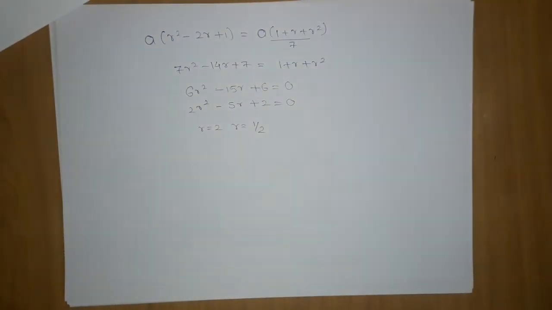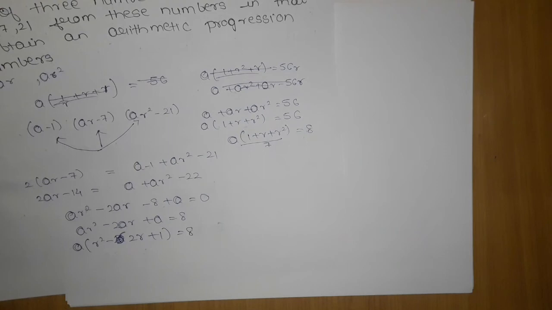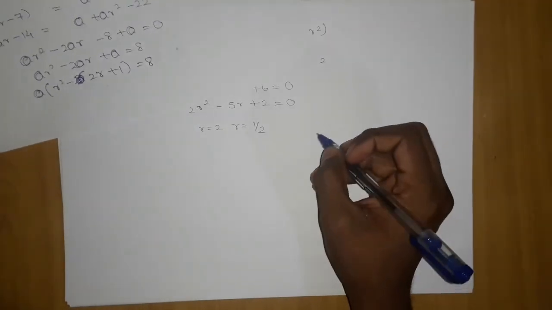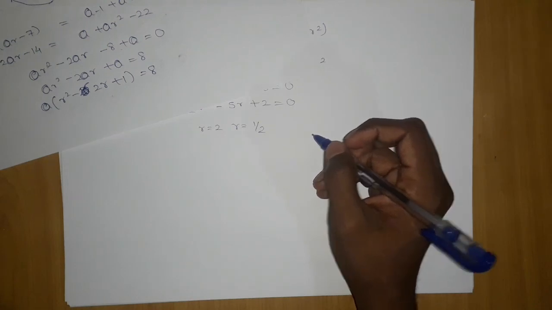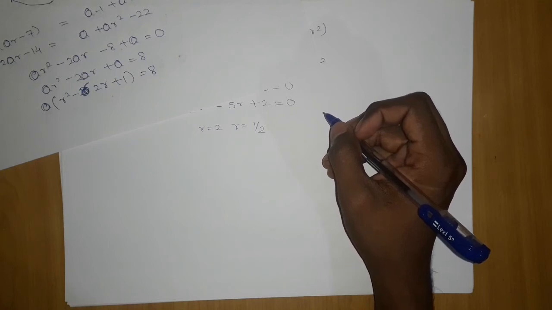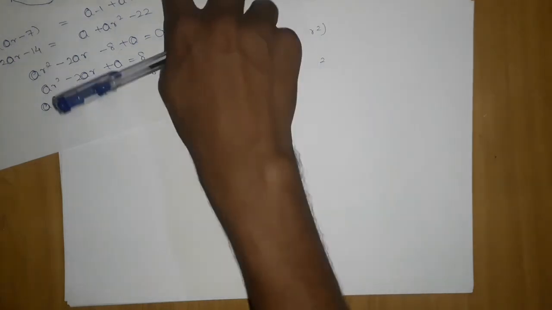Now you have got r. They are telling us to find the numbers. We got r is equal to 2 and r is equal to 1 by 2. Now we want to find a. How can we find a? Let's find a, then only we will be able to find the numbers. So from where can we find it easily? Let's put it here only.